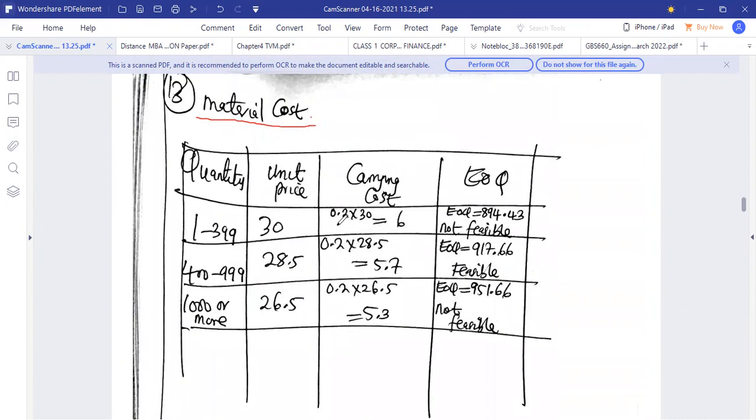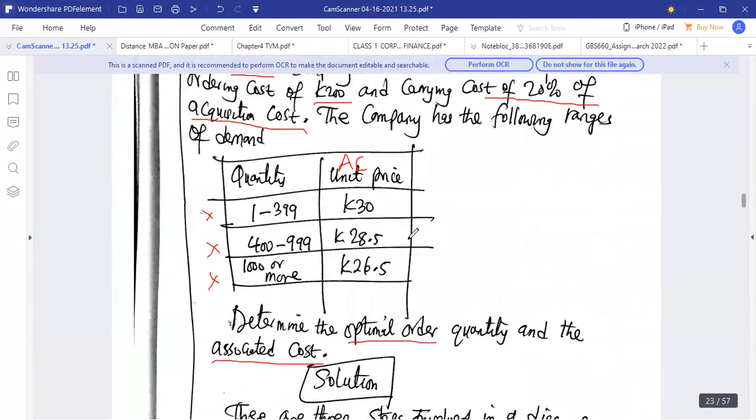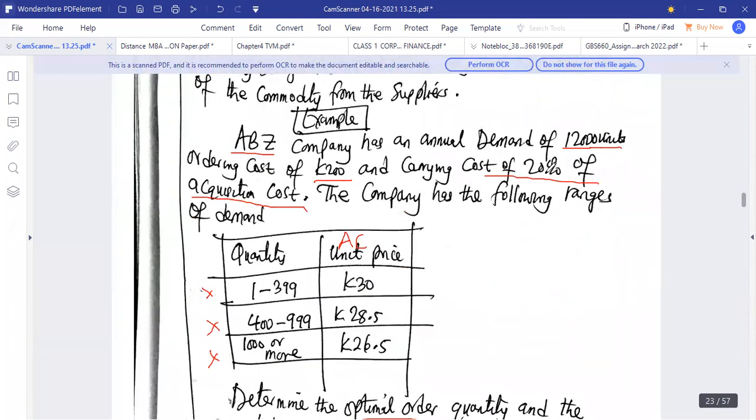Here they're saying it's 20%, so 0.2 is the same as 20%. That is 20 over 100, which is the same as 0.2. Then you multiply by 30, that's the unit price. You're getting a current cost of 6, because from here it says current cost is 20% of the acquisition cost.